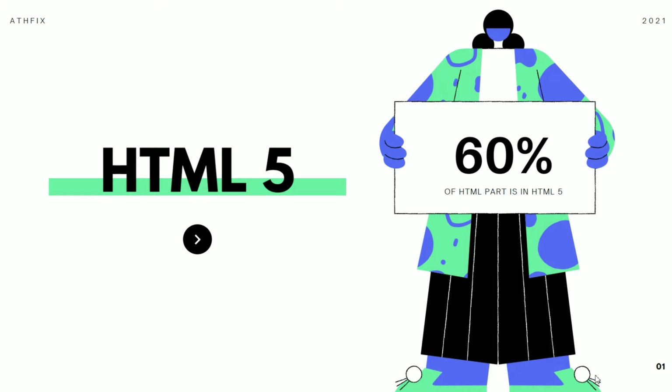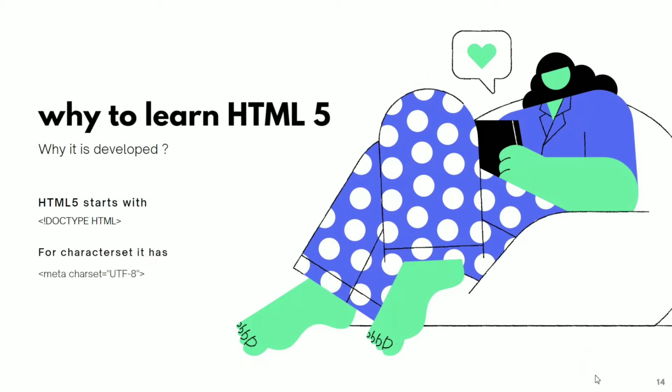Wait, then what are the new things present in HTML5? When we are writing a document in HTML5, we initially include a tag with an exclamation mark and doctype html, so that HTML5 includes it in the format of the document type. For the character set, we include the meta charset UTF-8.